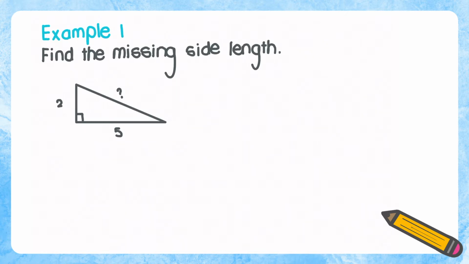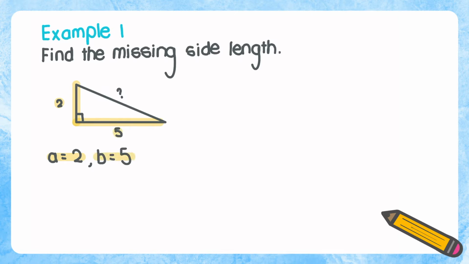Here is our first example. The example asks us to find the missing side length. Let's start off by labeling the sides A, B, and C. We have the two legs. So A equals 2. That's this leg right here. And we also have another leg, B equals 5. That's this leg right here.